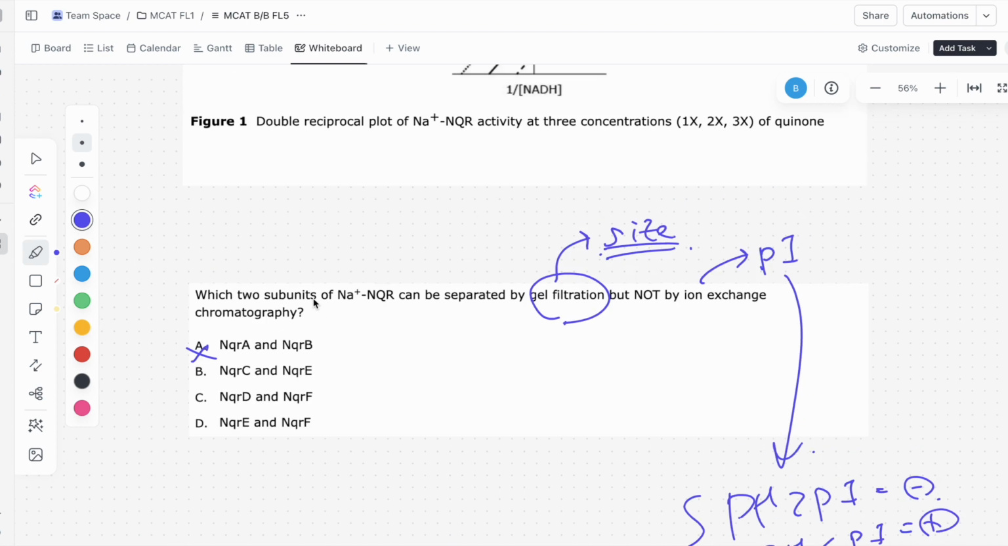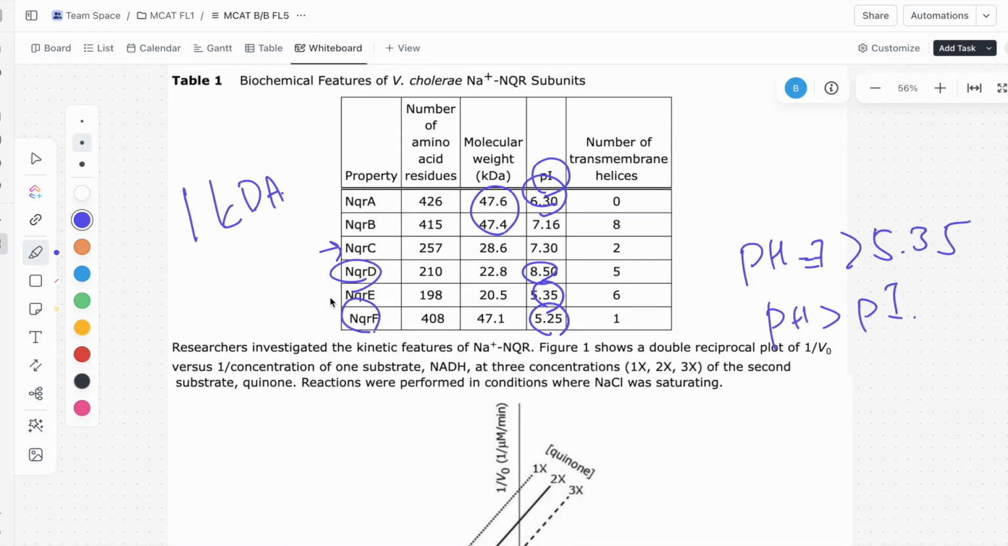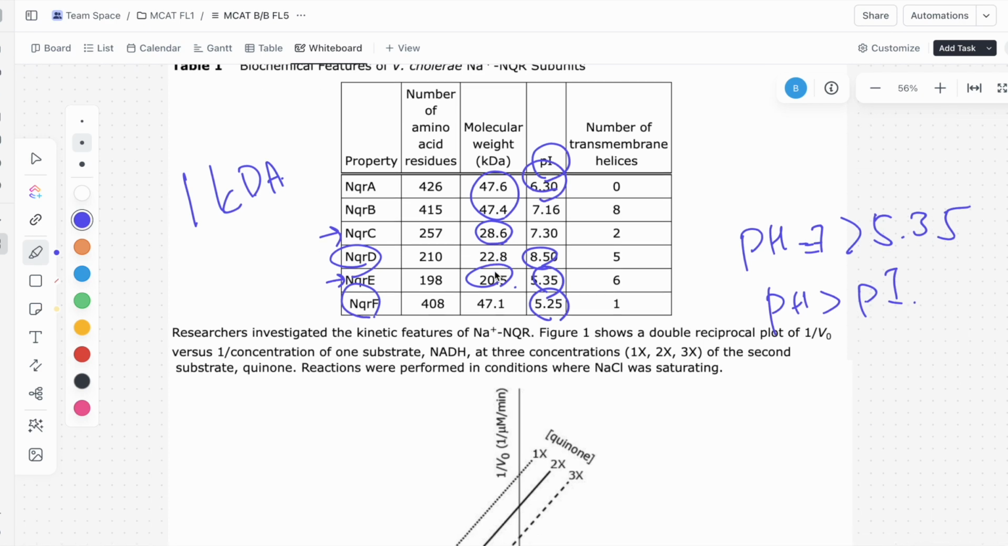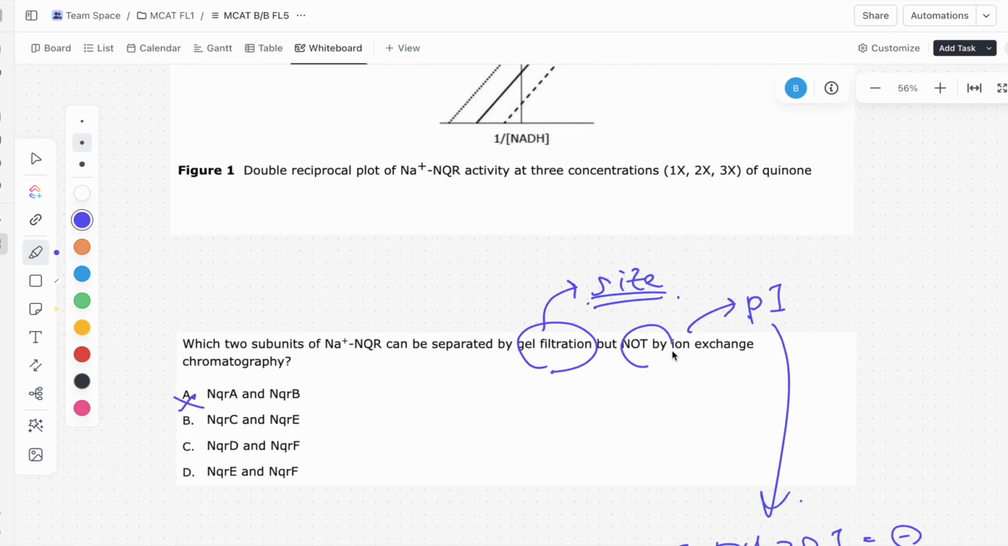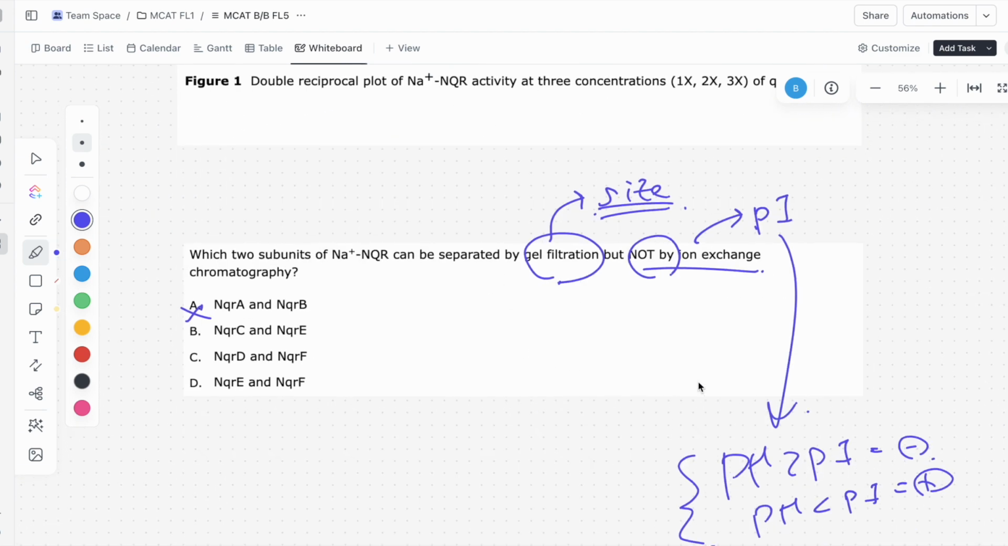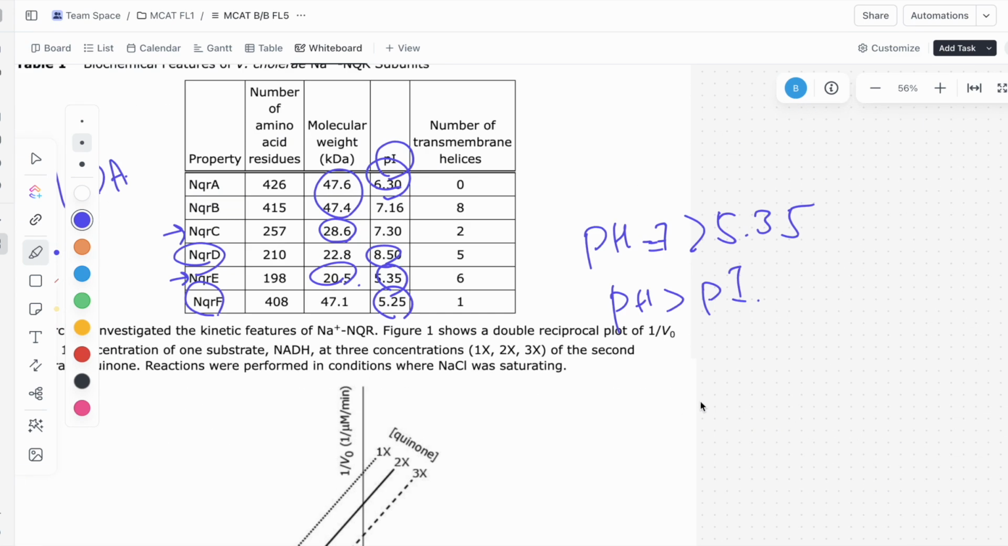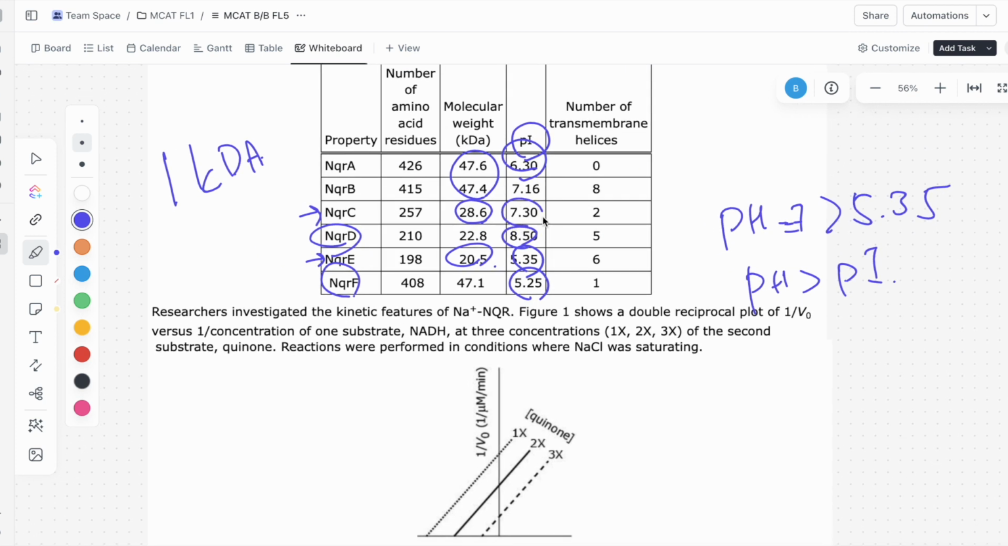B says NQRC and NQRE. So the C and E, we'll take a note. This one does have a substantial difference in the kilodalton molecular weight, which means they can be separated by gel filtration. But remember, we're looking for something that's not going to be separated by ion exchange chromatography. So we want something where their PIs are very similar, okay? And we'll notice these PIs are very different, which means they can be separated by ion exchange chromatography.